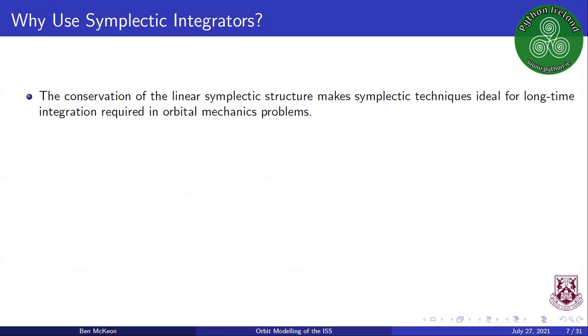So why are they important? The conservation of the linear symplectic structure, like I said, makes them ideal for long-time integration, which would be required in orbital mechanics, say. If you're trying to keep track of a spacecraft that is just coasting through space for maybe a month, that's why you'd want to be using a technique like this. If you're tracking where this thing is at an interval of maybe 1 second or 5 seconds, only a couple of seconds, a month is a lot of seconds. So technically, that would be classed as long-time integration.